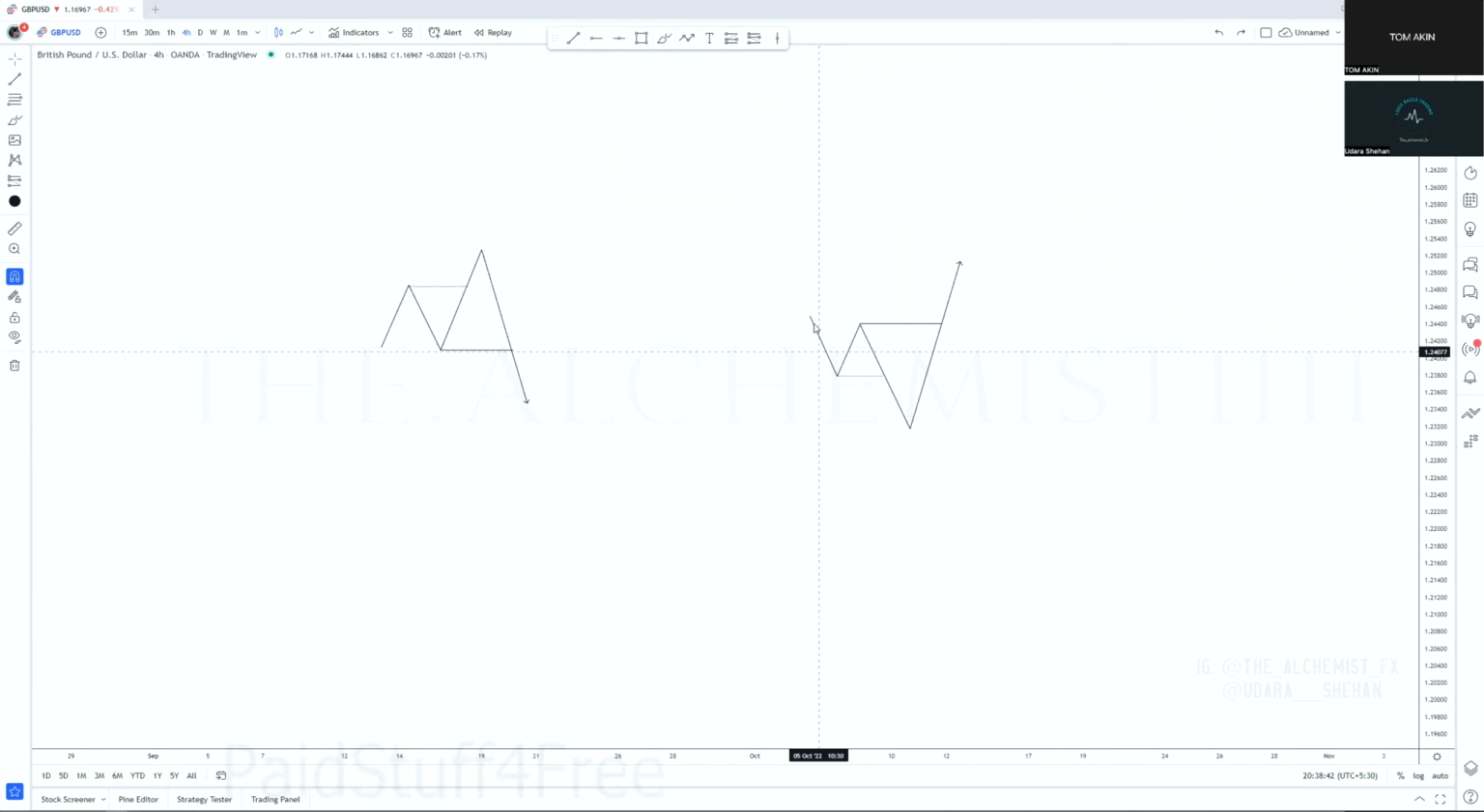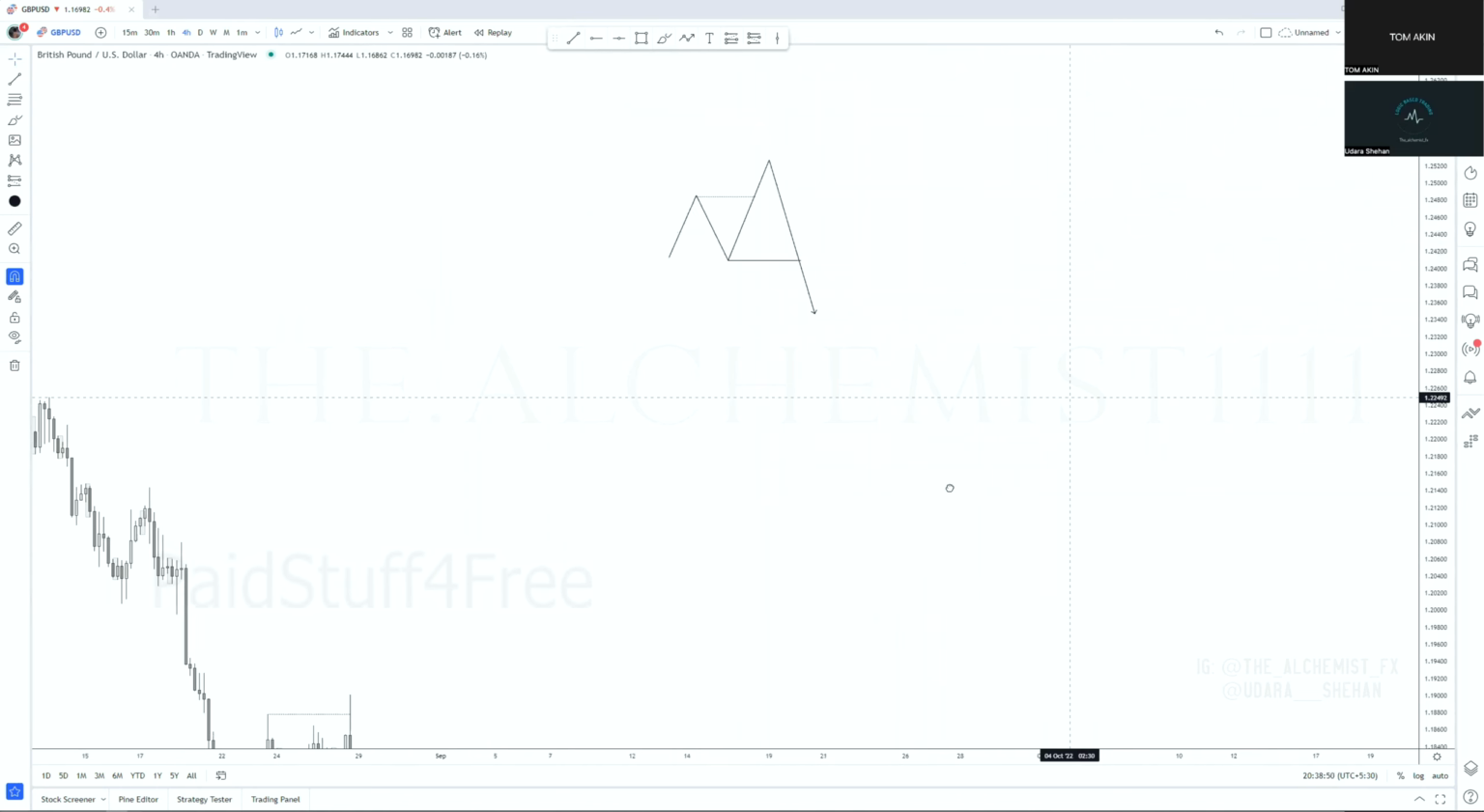Same thing in here. It has to run below a swing low and give you a break of a swing high, a candle closing. That is what we call a strong high and a strong low. I'll show you examples later.